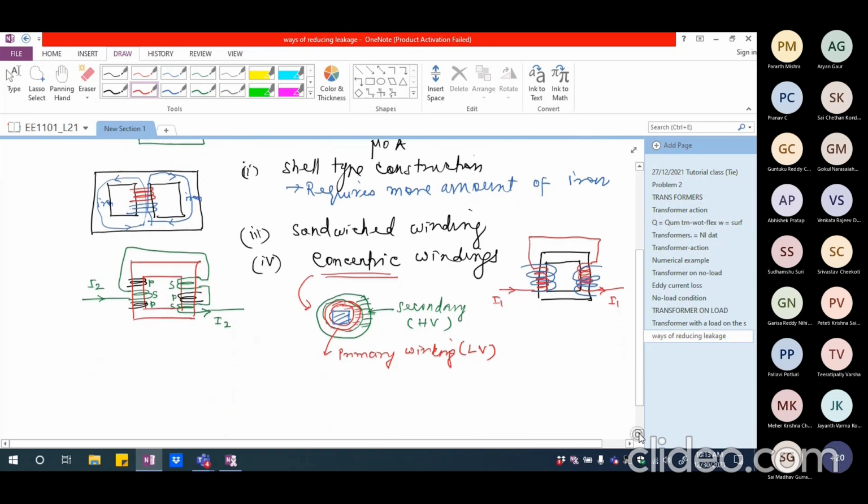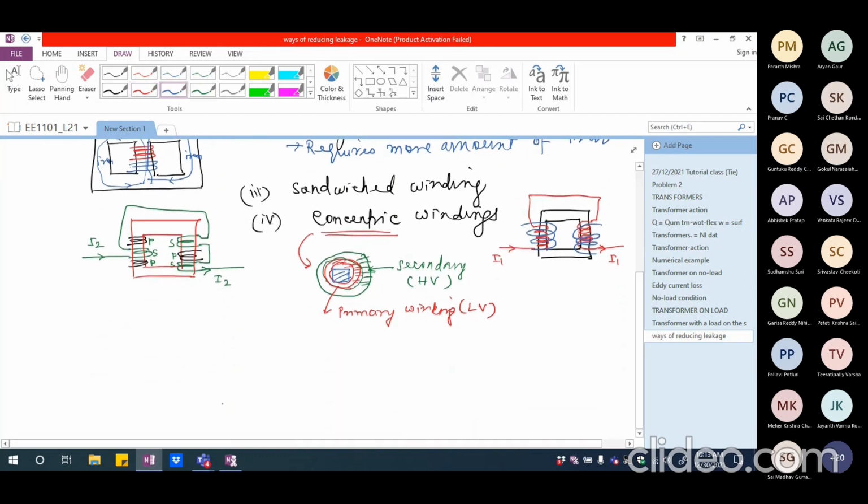Very often in most of the transformers, what you would see is the core will be available in the form of stampings, of laminations of this particular shape.